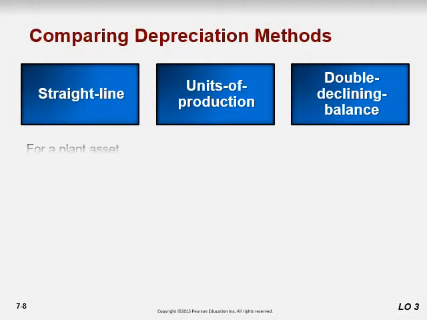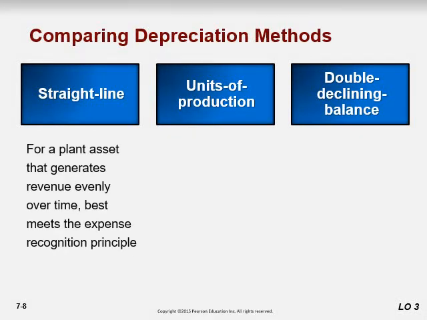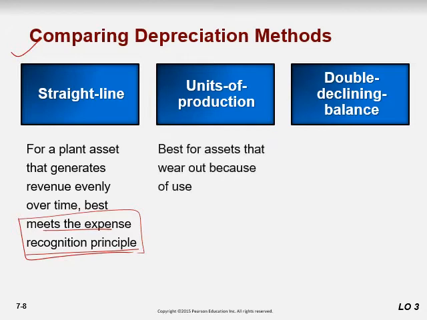So, comparing depreciation methods. For a plant asset, straight line generates revenue evenly over time, right? So that best meets the expense recognition principle. You are using the asset for 5 years, so you reduce the asset equally, or evenly, over 5 years. The unit of production method is best for assets that wear out because of use.